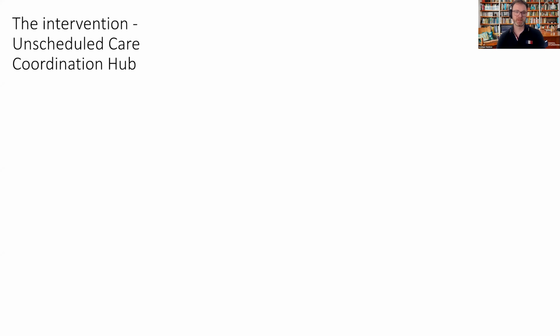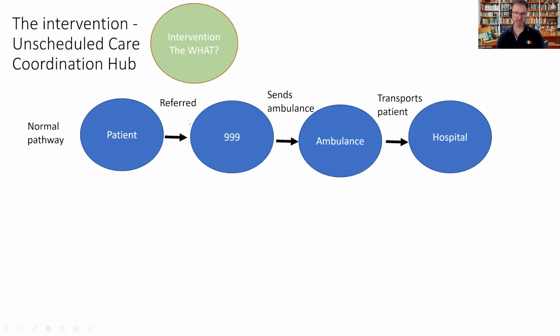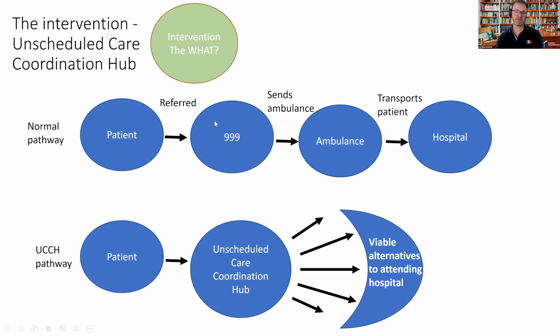So it was known as the Unscheduled Care Coordination Hub. What is that? Well, it's really looking at the pathways that a patient will go through before they end up in hospital and get the help they need. The normal pathway is, if a patient has a problem, they'll be referred to 999. 999 will send an ambulance that'll transport them to hospital. What is the idea of an unscheduled care coordination hub? Well, instead of going to 999, the patient's referred to this hub, and then they actually find viable alternatives to attending hospital.